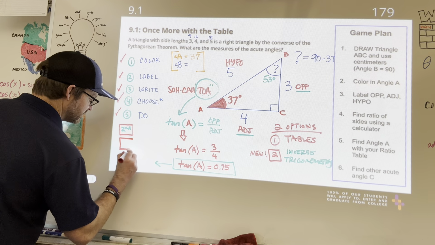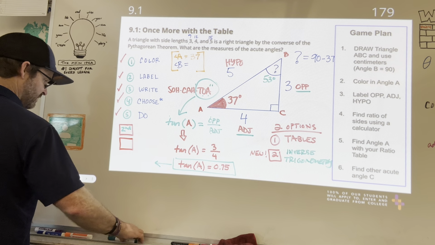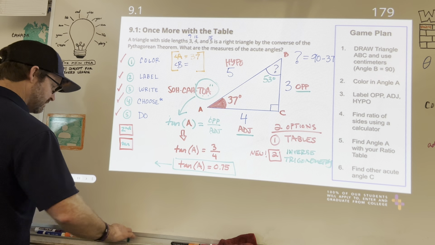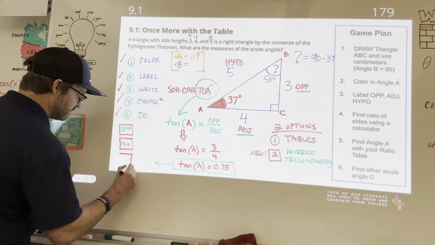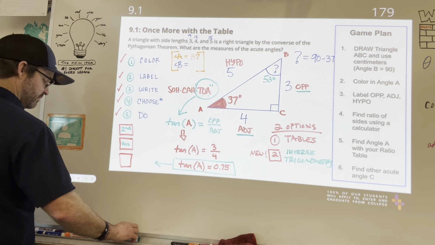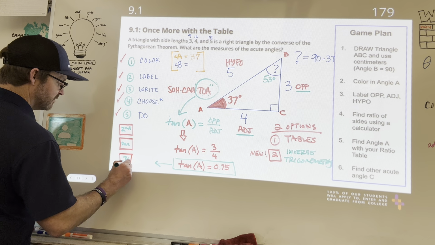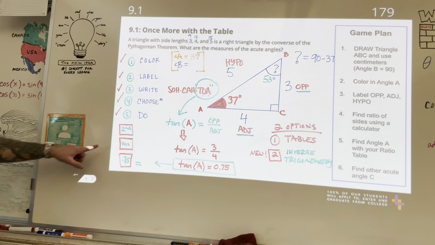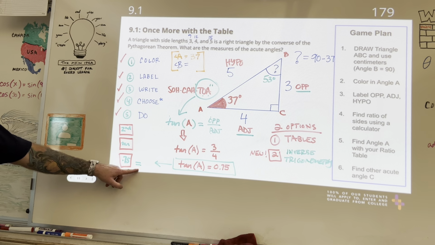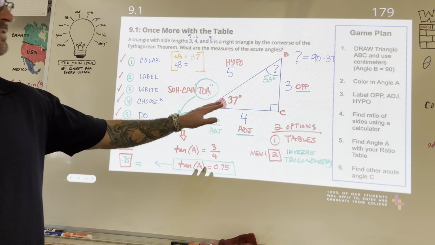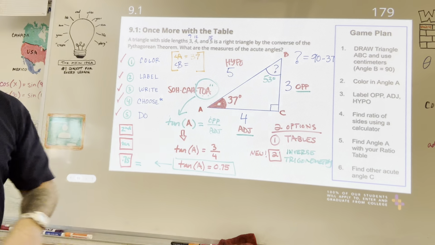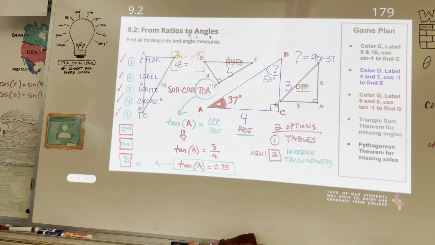So second, tan, 0.75 equals. Easy. There's your buttons. Second tan 0.75 equals. You're going to get like 36.86, whatever it was. Round this to 37. 90 minus 37 is 53. Easy, easy, easy. Okay, next one.